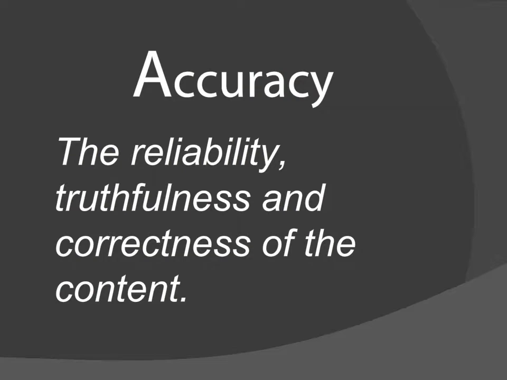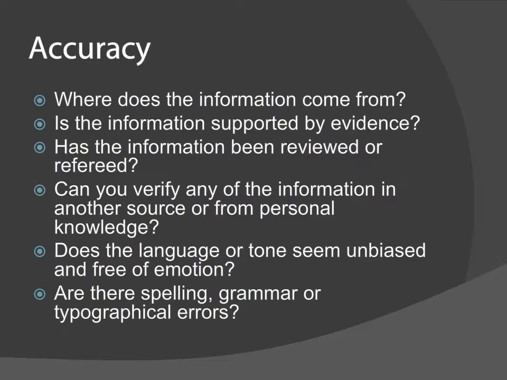The next A stands for accuracy, the reliability, truthfulness, and correctness of the content. The big question when considering accuracy is, where does the information come from? A reliable source will always document their sources, usually by including a bibliography of some sort that has publication info for their sources so readers can locate and read those for themselves.